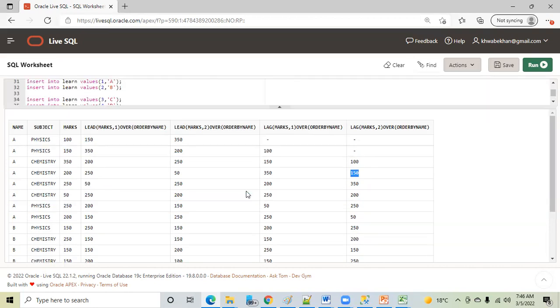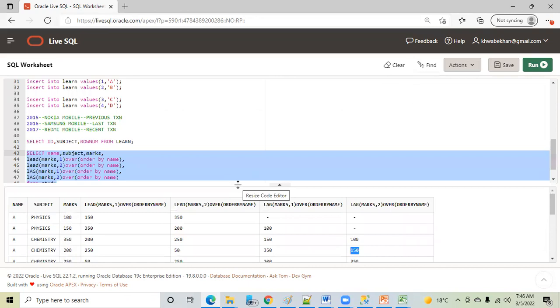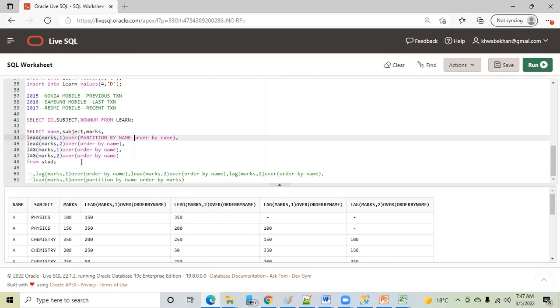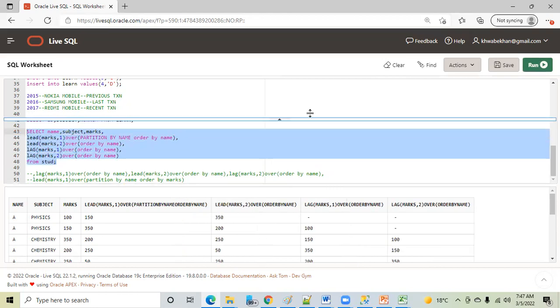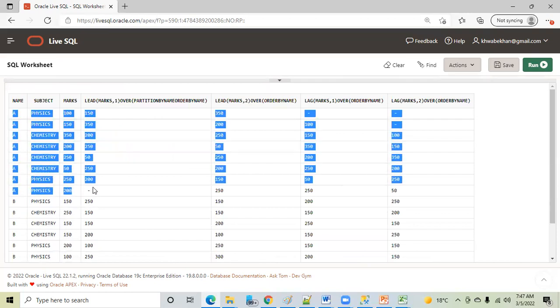Now you can use partition by on this. The partition by concept is the same, whether you are using it in rank, dense rank, row number, wherever you want. Suppose I do partition by here, partition by name or subject, whatever you want, you can play with that. I have written partition by name. It will make a bucket of name A.